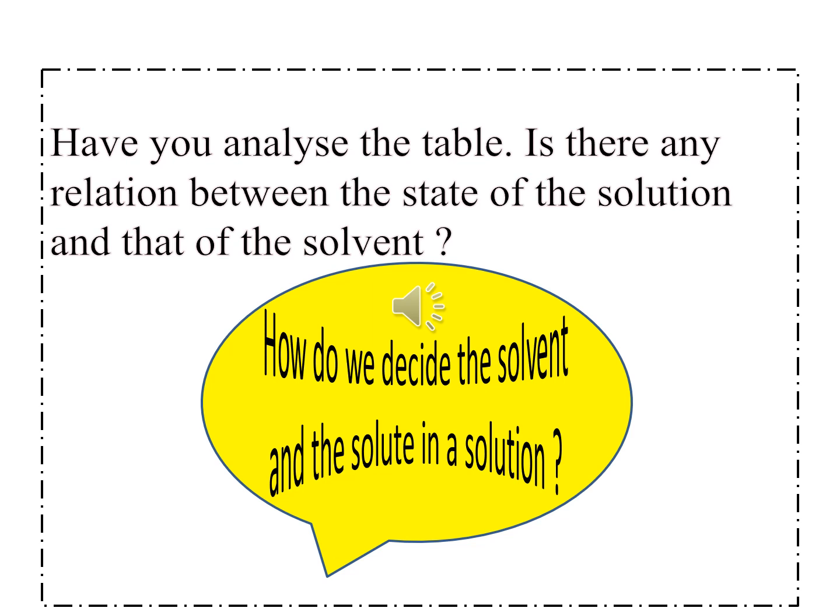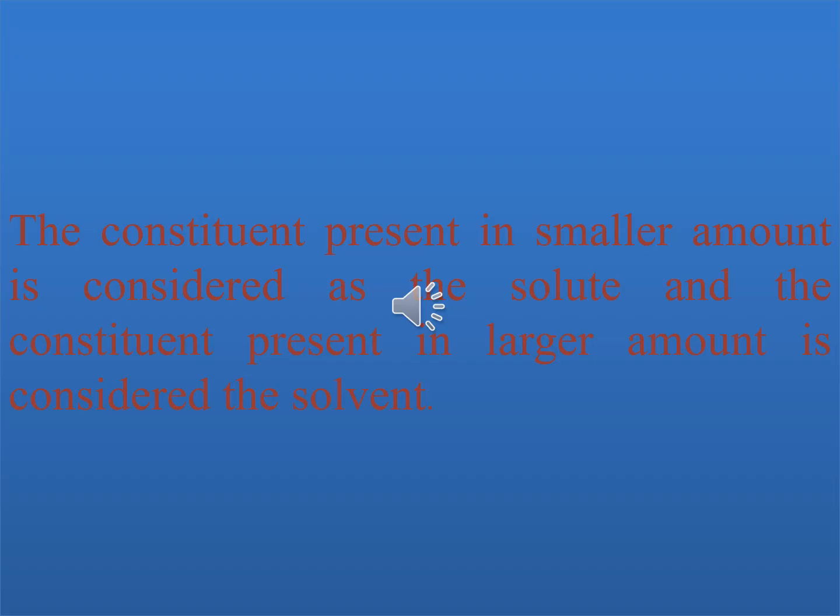How do we decide the solvent and the solute in a solution? The two components of solution are solute and solvent. The constituent present in smaller amount is considered as the solute, whereas the constituent present in larger amount is considered as the solvent.